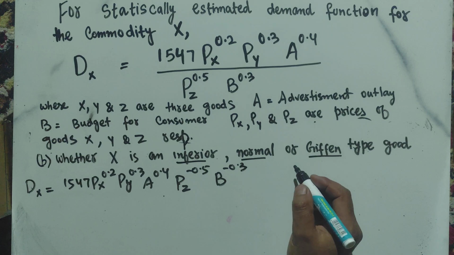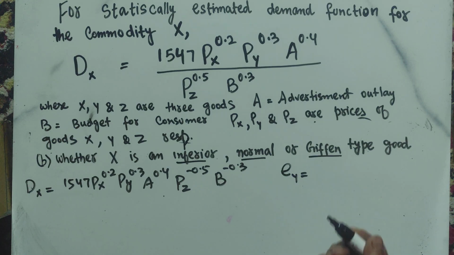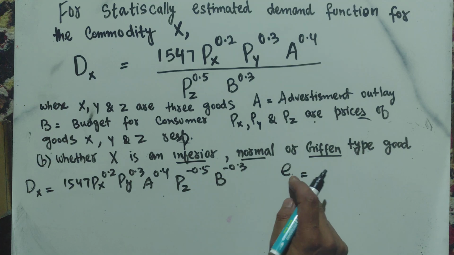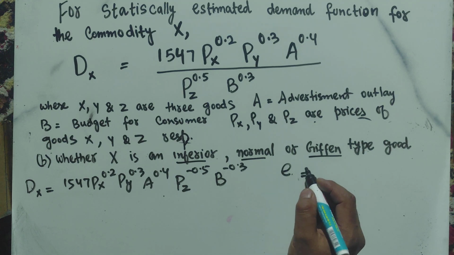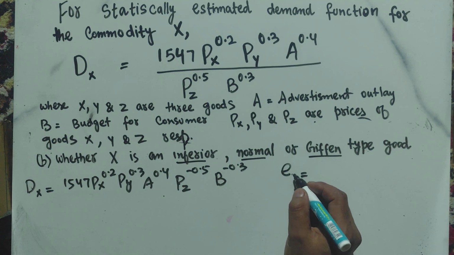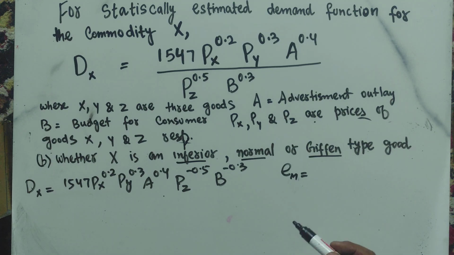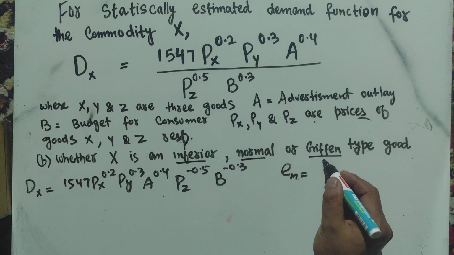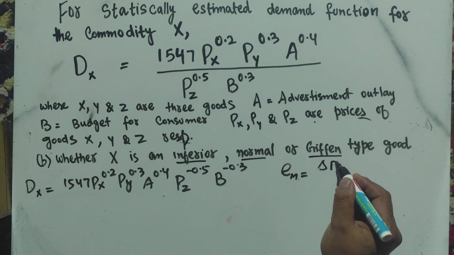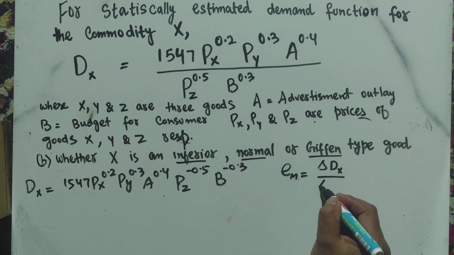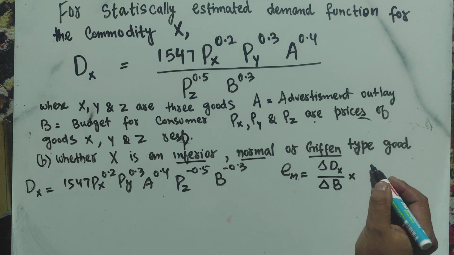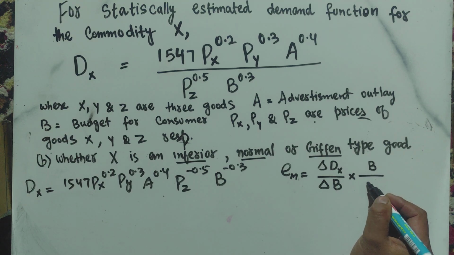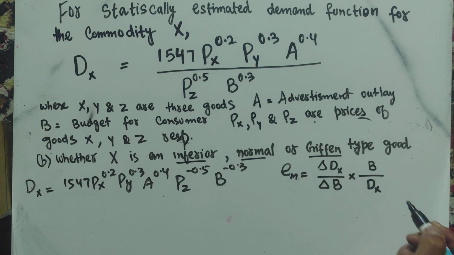Now if we find out income elasticity, that is E subscript y, or let me show it with M subscript, not to get confused. So income elasticity of demand shows us the change in quantity demanded of good X due to the change in the income. So income is here B times the budget divided by quantity demanded of good X at that very budget. Okay, so income elasticity of demand.